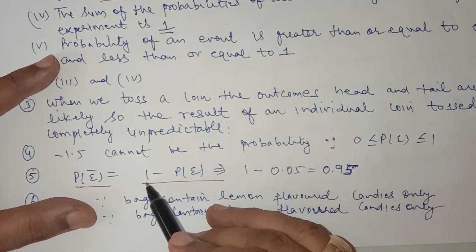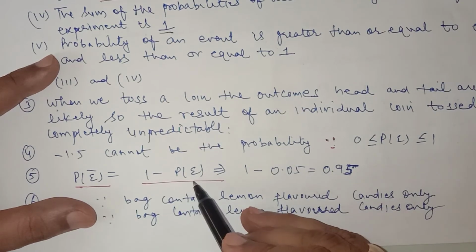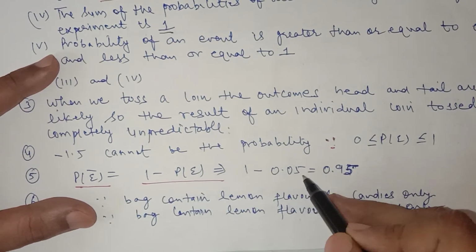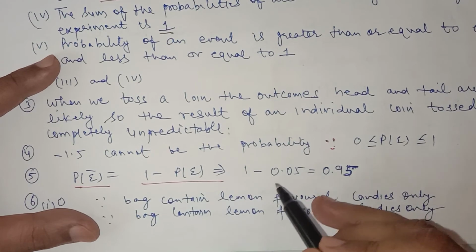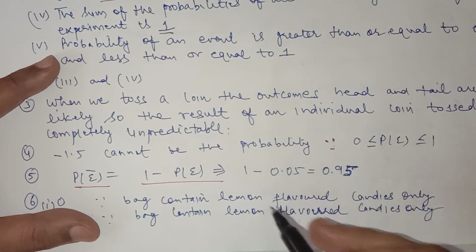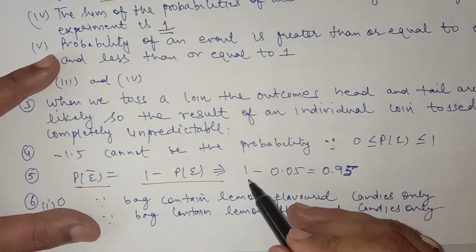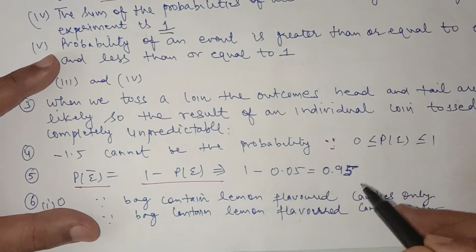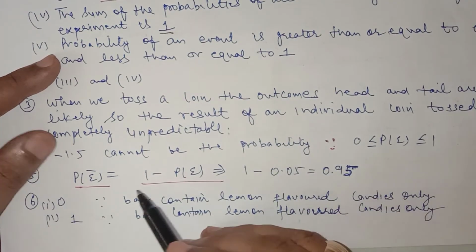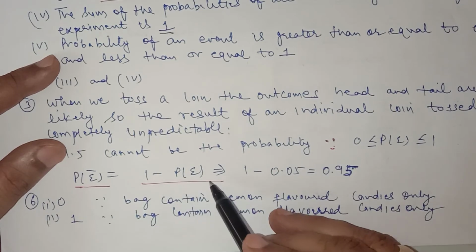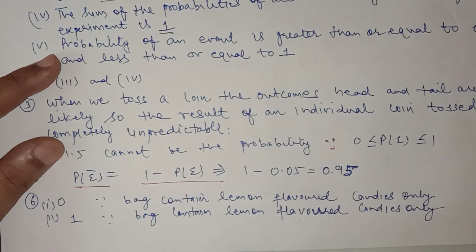You know it. So 1 minus 0.05. The probability of the occurrence of the event is given as 0.05. Then the probability of the event not occurring can be obtained by subtracting that from 1, because the total probability of elementary events is equal to 1. So the probability of E not is 1 minus probability of E.